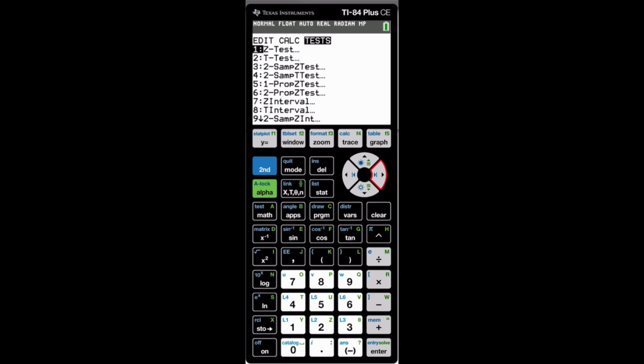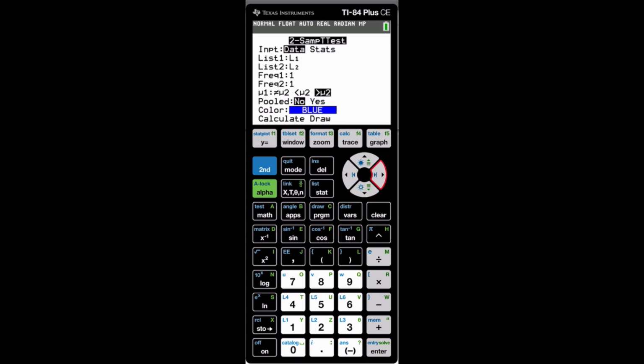I'm going to go to option number 4, two-sample t-test. Then we are going to use data because we actually have data in list 1 and list 2. And it's asking me, where is list 1? Where is list 2? Don't worry about frequency. It's going to be 1. Right now, the alternative hypothesis is that the first mean is greater than the second mean.